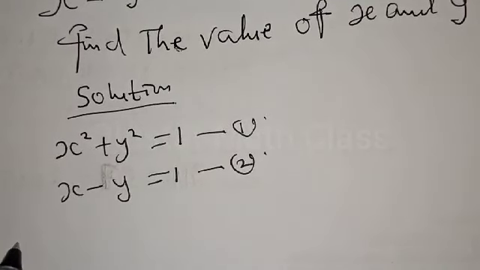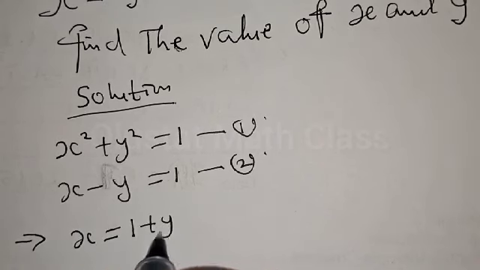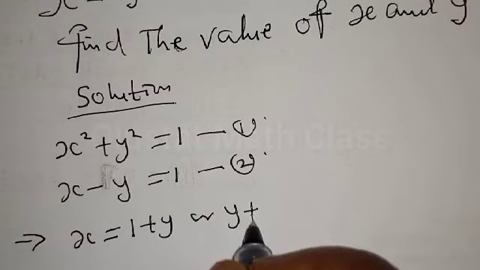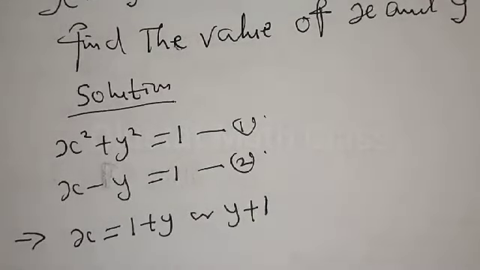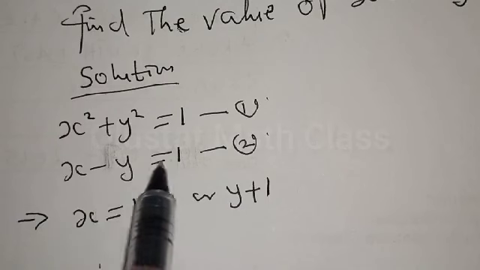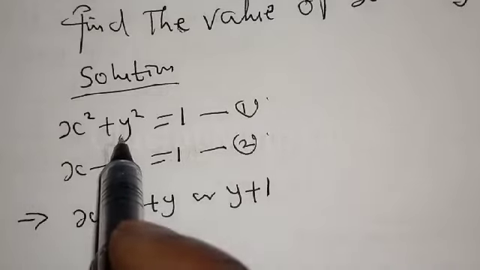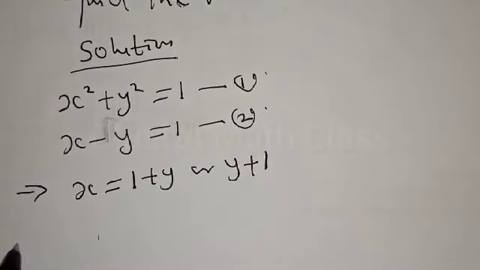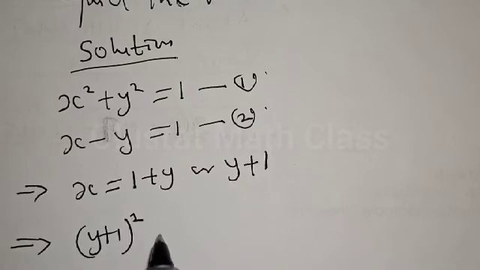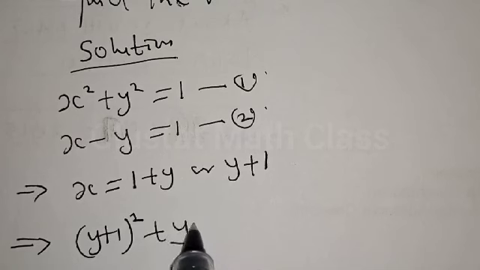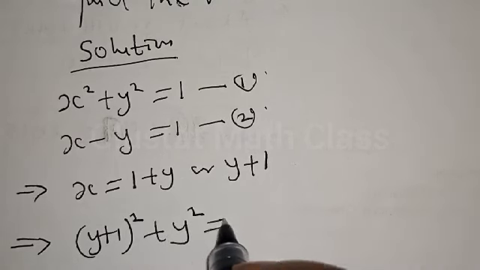From equation 2, this implies that we have x equal to 1 plus y, or y plus 1. That is, if this minus y crosses the other side, it becomes plus. Then let's substitute for x in equation 1. Anywhere you see x, put y plus 1 there. We have y plus 1 squared plus y squared equal to 1.